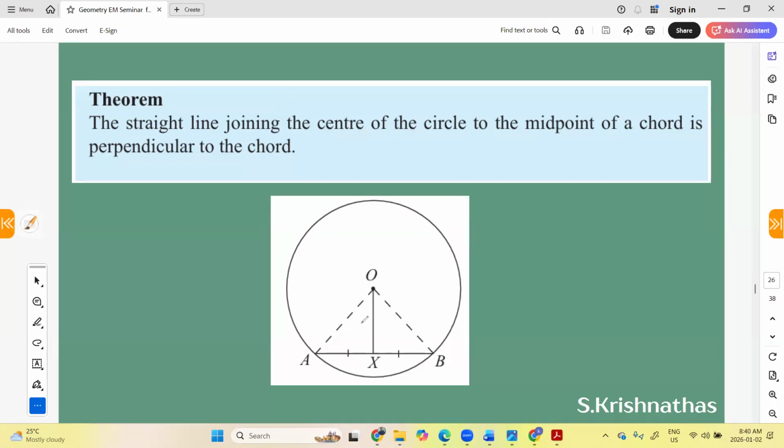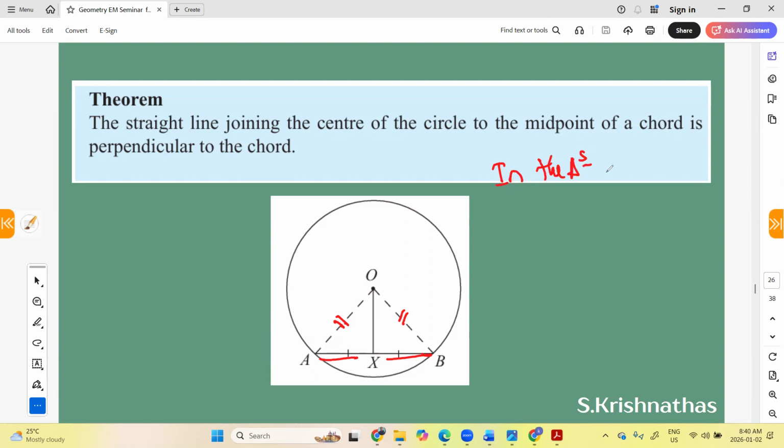Okay, we can prove it. Here, consider these two triangles. AB is the chord, X is the midpoint. As a construction, we connect OA and OB. Now these two are triangles. Here, this side is equal to this side. That means OA equals OB, radii. AX equals BX, given. OX equals OX, common.